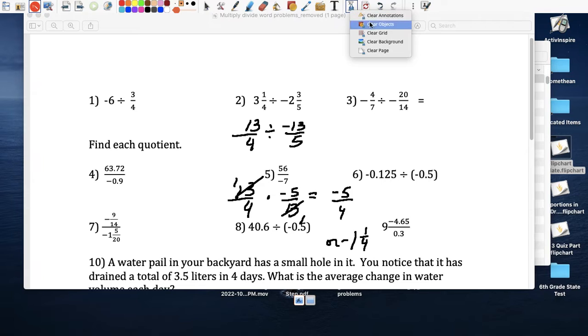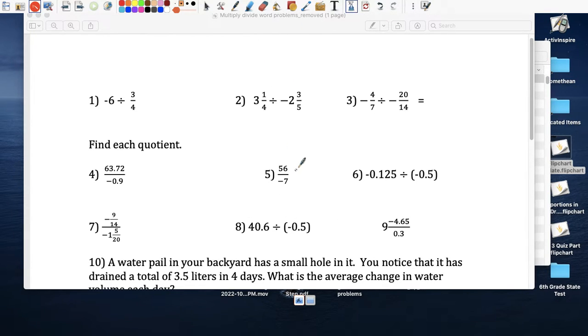Okay. Now you have to do number 2. I'm just doing it. Number 5. Wow. Okay, so that's just -8. So 56 divided by -7. Positive divided by a negative, which is negative.